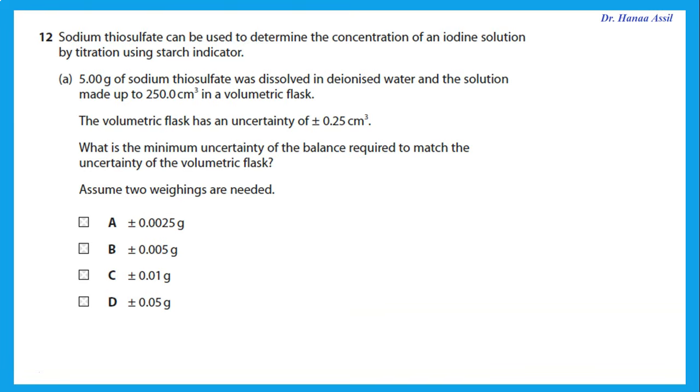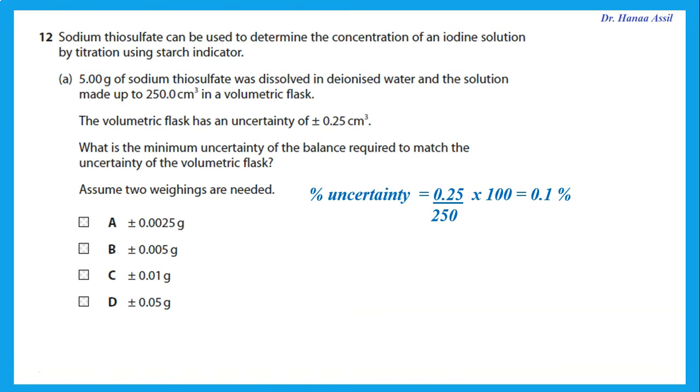So if we have 5 grams in 250 cm³ of volumetric flask, and we're told that the uncertainty is plus or minus 0.25, then the percent uncertainty of the result is 0.25 over 250 times 100. And of course, the volumetric flask is read only once. So the percent uncertainty for this is 0.1.